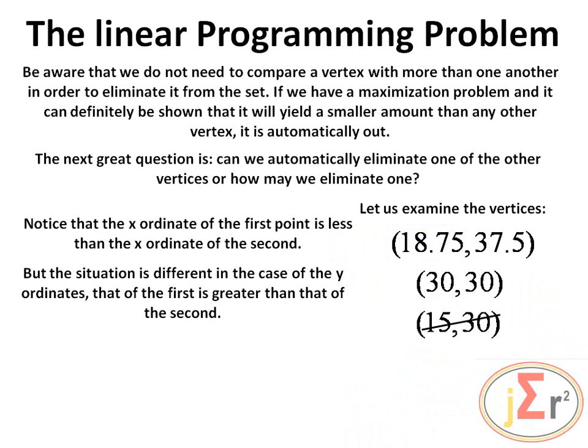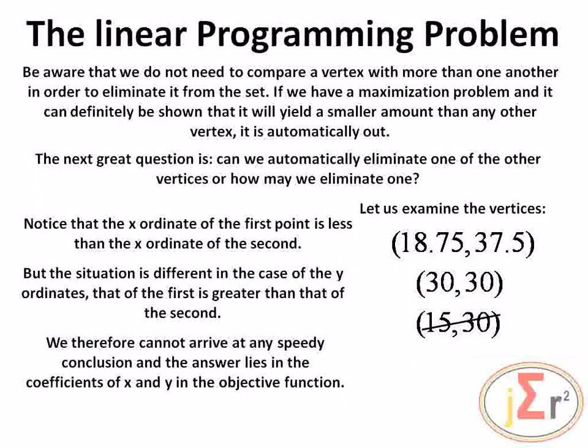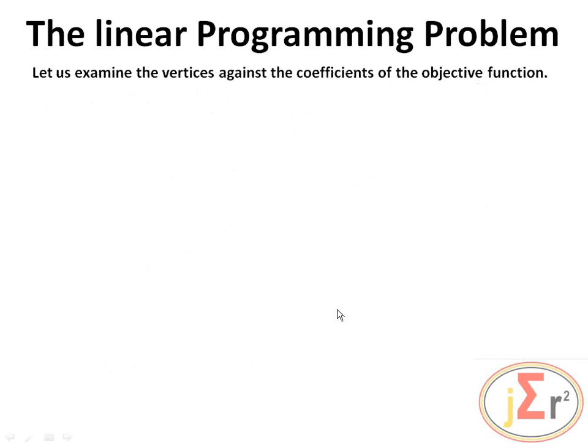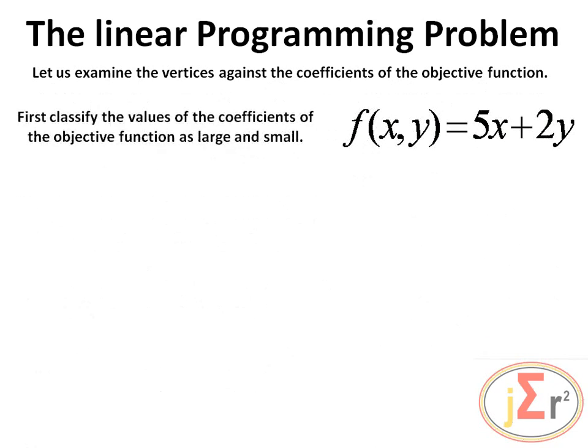So what do we do? We therefore cannot arrive at any speedy conclusion, and the answer lies in the coefficients of x and y in the objective function. Let us examine the vertices against the coefficients of the objective function. First, classify the values of the coefficients of the objective function as large and small.